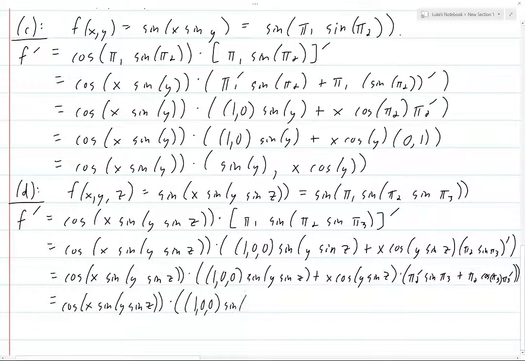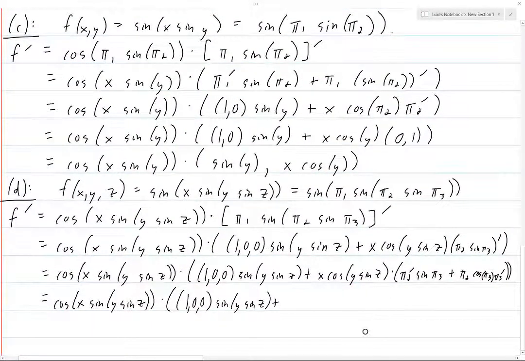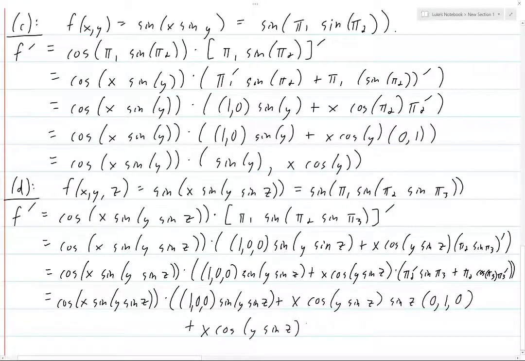1, 0, 0 sine y sine z plus, then I'm going to go ahead and break this into two terms. So the first term we're going to have is x cosine y sine z times sine z, and this whole thing will be multiplied by 0, 1, 0, and then we'll add, here we need to keep that x cosine of y sine z again, because that's being multiplied by the sum. So then we have pi 2, which is just y, cosine of pi 3, so cosine z, then multiplied by 0, 0, 1.